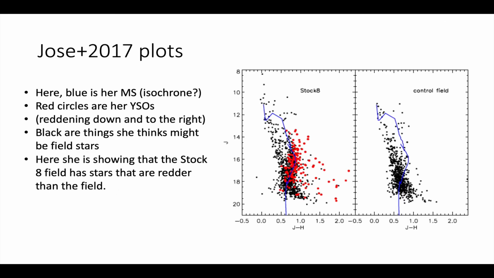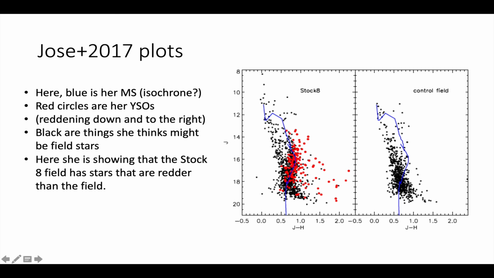So here are some plots from Jose et al. 2017. She's got J on the y-axis and J minus H on the x-axis. I don't remember if it's the main sequence or an isochrone. I think it might be an isochrone that she's plotted here in blue. Red circles are her YSOs. She's got two fields: Stock 8, and then a similar field nearby. It's still got the same amount of star density just because it's in the galactic plane. But her larger point is that the black stars are like the field stars, and you see in the control field, they're all sort of clumping around the isochrone.